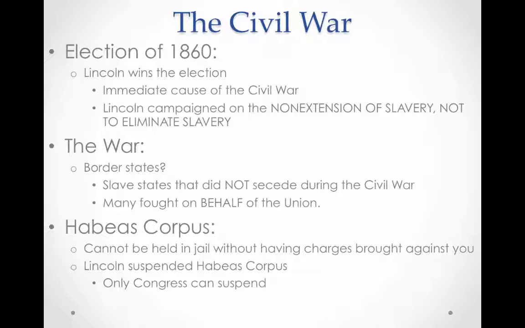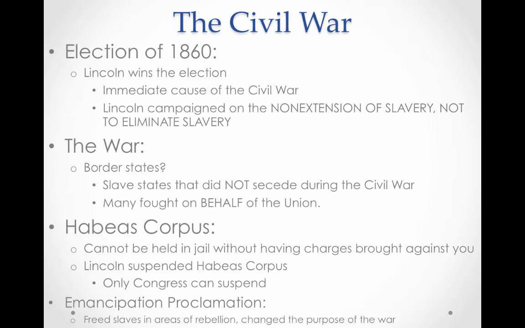So that's a perfect example of something we've talked about in class throughout the year, and we'll continue to talk about, that during times of war, your rights go down. Please, right now, right next to habeas corpus, write down, rights go down during times of war.